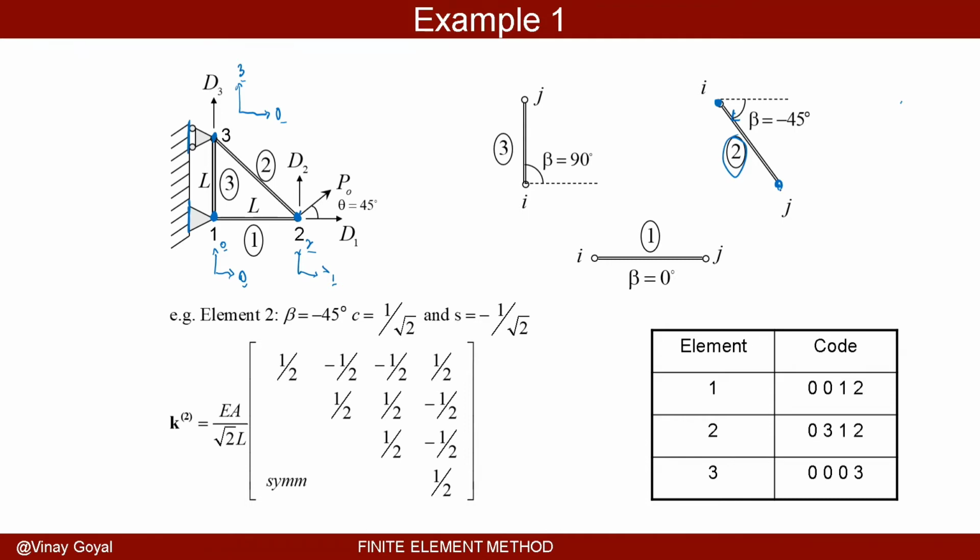Now, when I look at node I, that's element number 2. Element number 2 is connecting nodes 3 and 2. So I have to follow that same code number approach. So for node 3, I have degrees of freedom 0 and 3. For node J, I have degrees of freedom 1 and 2. So I have to write it in that order: 0, and then 3, and then 1, and then 2. That's the way that you have to do it. It has to be done in that order.